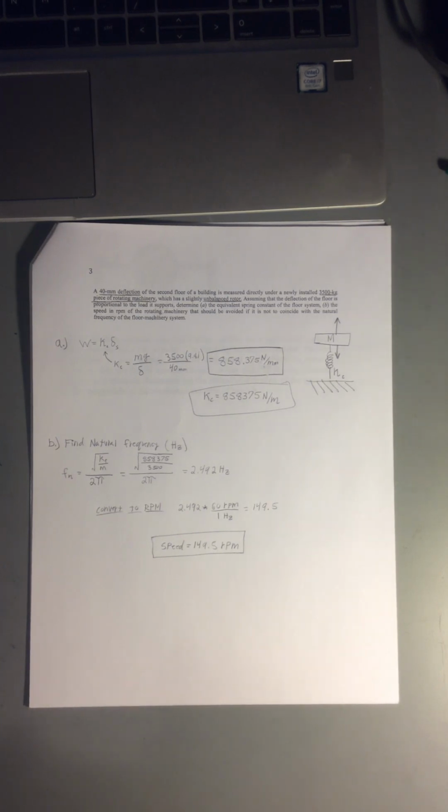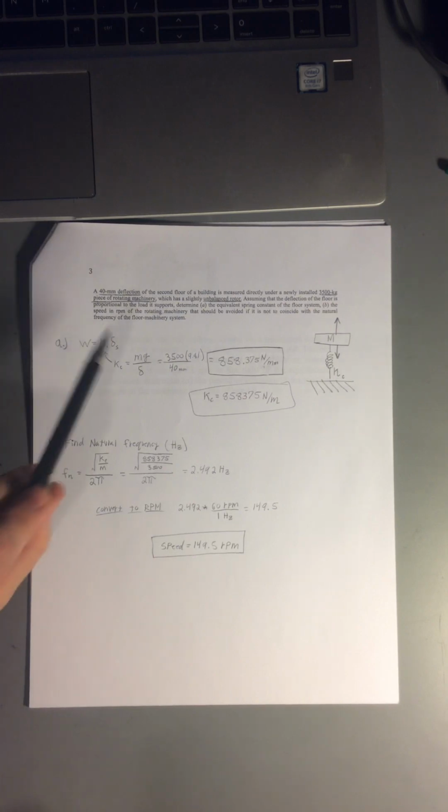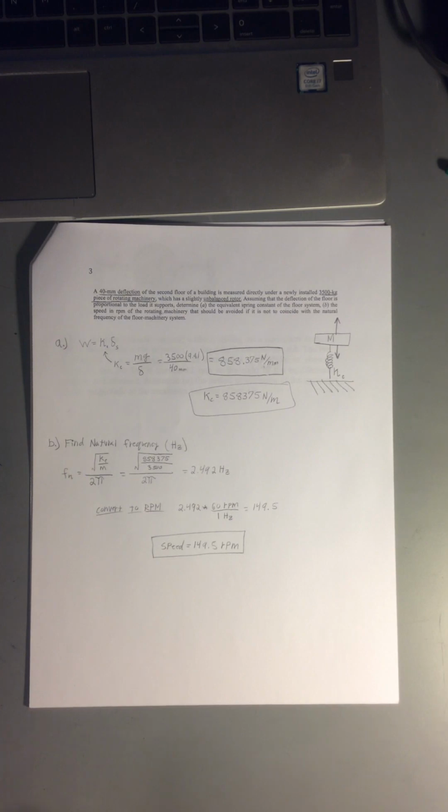Okay, so this is problem number 3. In this problem, we're told that we have a building and that the second floor of this building deflects back and forth 40 millimeters. And this is because there's a piece of rotary machinery, and as it rotates it's unbalanced, and so its rotation causes a deflection in the second floor of the building. We're given the mass of that rotary machine, and we're also given that the deflection is 40 millimeters.